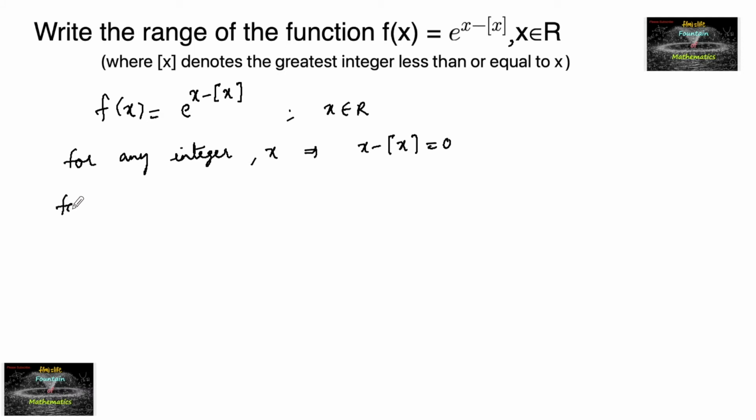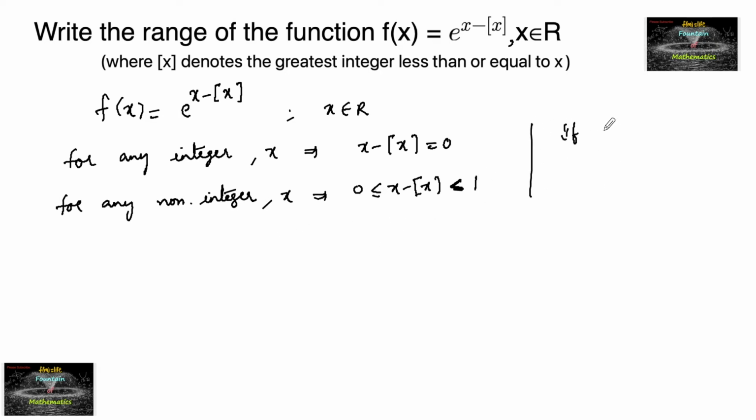And for any non-integer x, x minus step x will always lie between, including 0 and less than 1. For example, if x is equal to 6.96, then its step x value will be the greatest integer which is less than 6.96, which is 6. So x minus step x is equal to 6.96 minus 6, which gives 0.96.